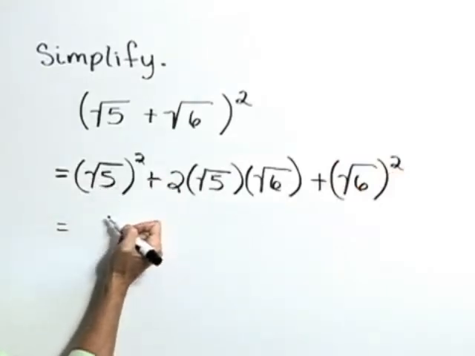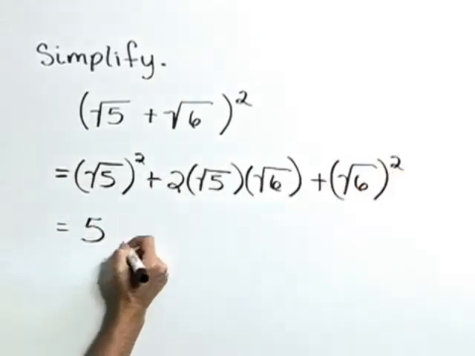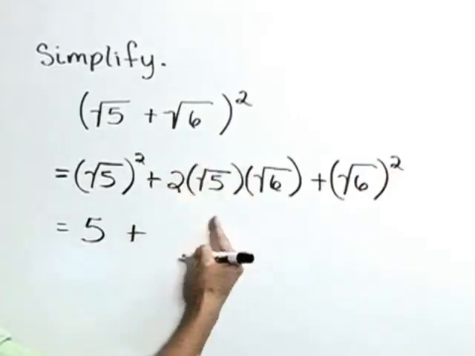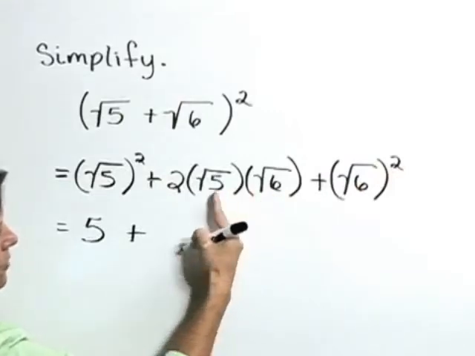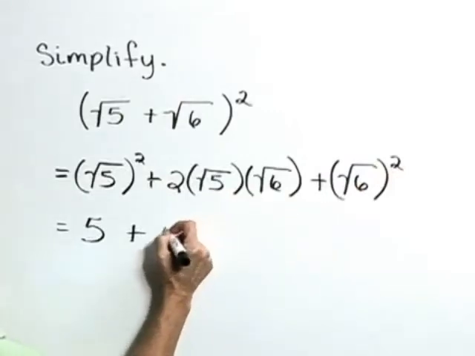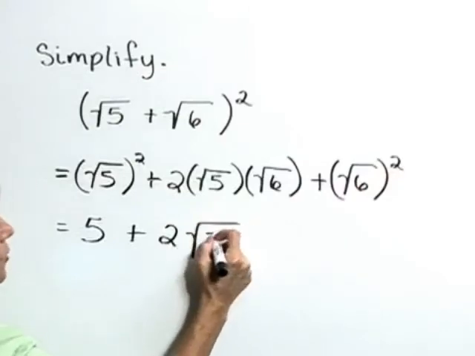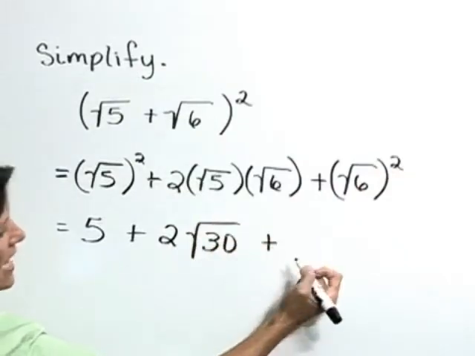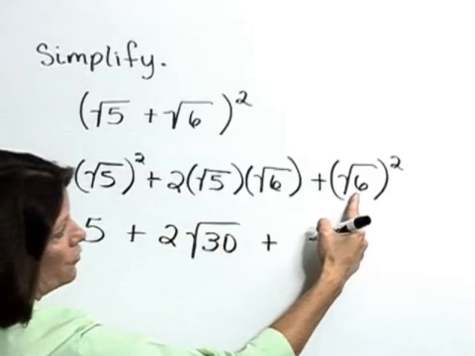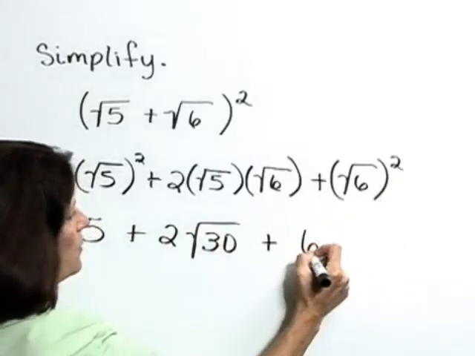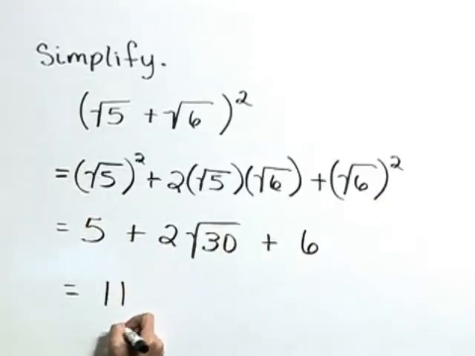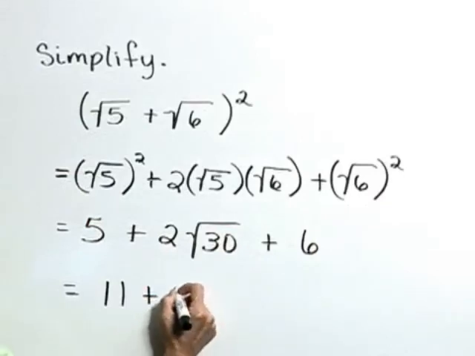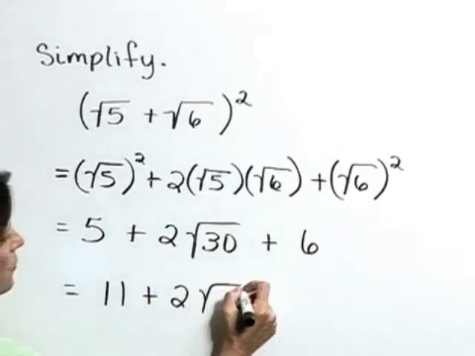The square root of 5 squared is 5, plus our middle term. Here we'll multiply our radicand values, those numbers underneath the square root radicals, to get 2 times the square root of 30. Last term, plus the square root of 6, quantity squared, is 6. Combining our like terms, 5 plus 6 is 11. So let's write that simplified form as 11 plus 2 times the square root of 30.